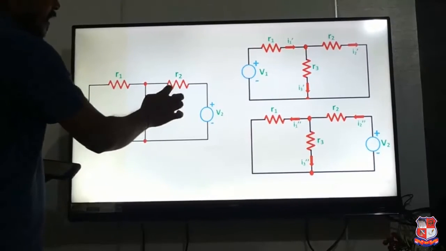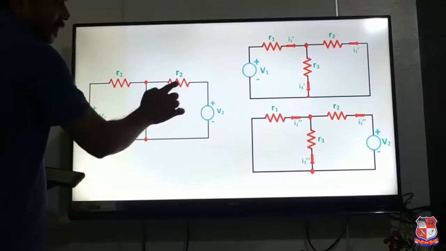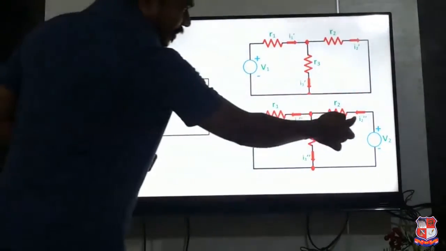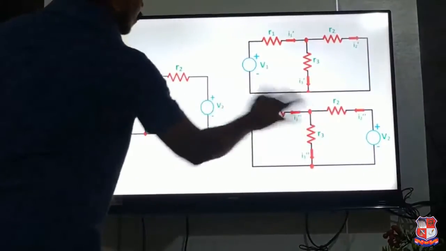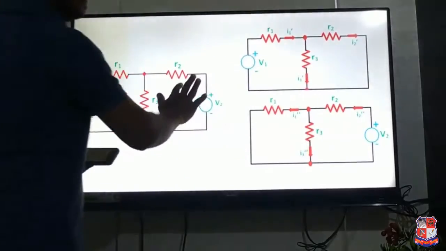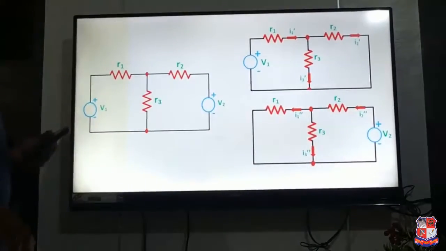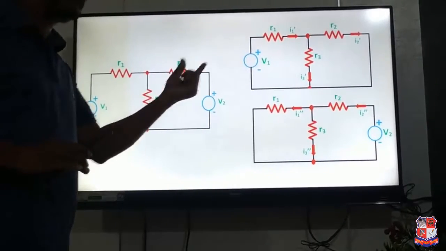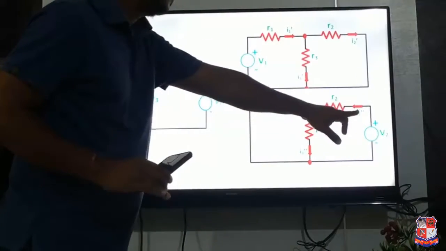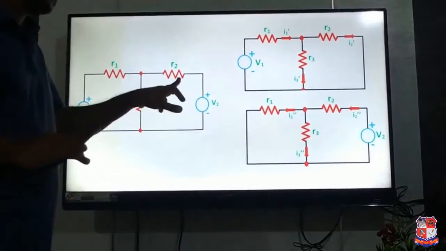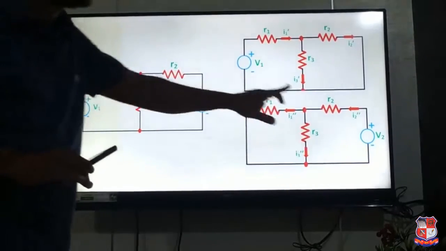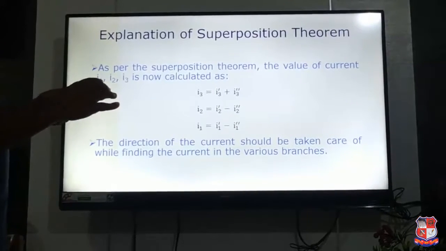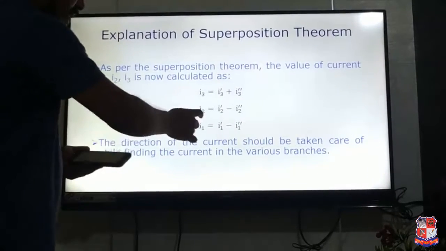Likewise, same here, I2 current is flowing in this direction. Okay, here I2 dash is flowing in the opposite direction and I2 double dash is flowing in the same direction. So these two currents are flowing in the same direction and this current is flowing in the opposite direction. So what is the formula for I2? Current is flowing in this direction, so I2 is equal to I2 double dash minus I2 dash. Okay, so this is the second current, that is I2.